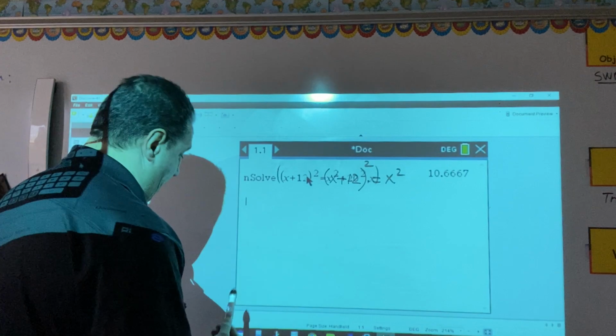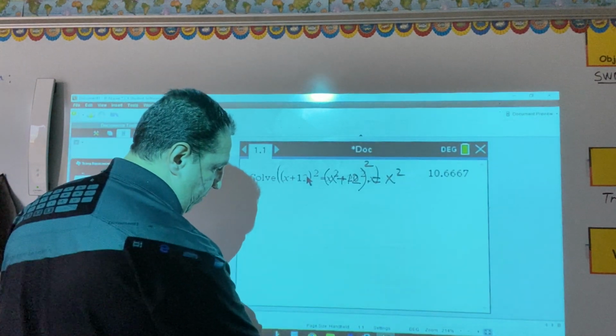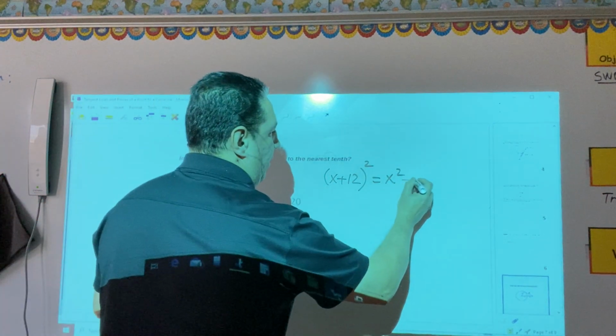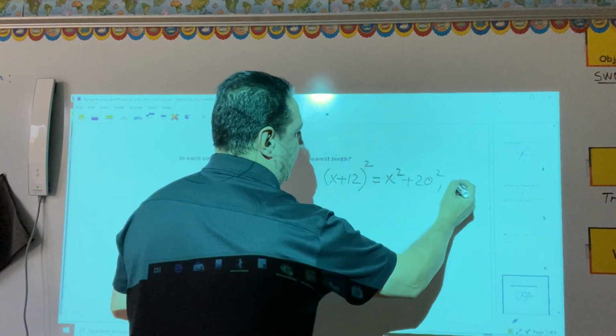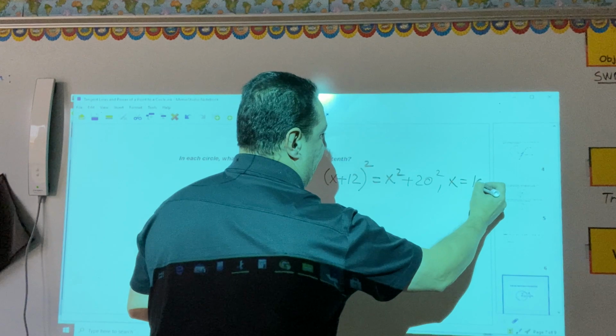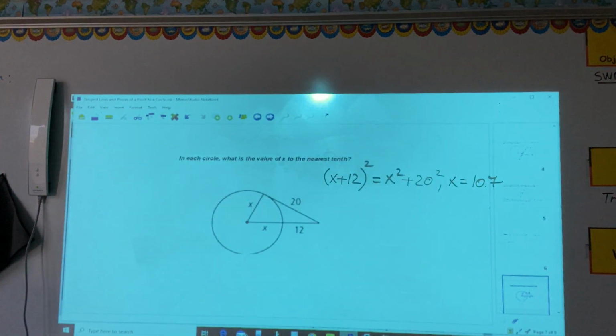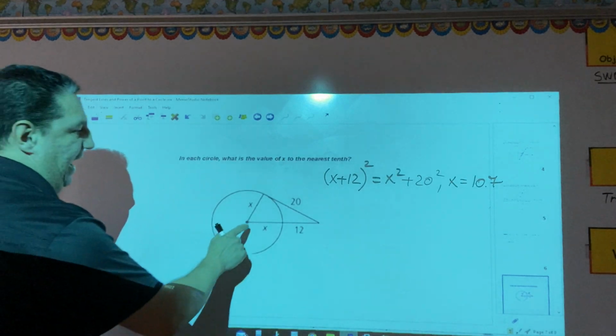So we go back to our problem. So I rewrite: x equals 10.7. That's the value of x.